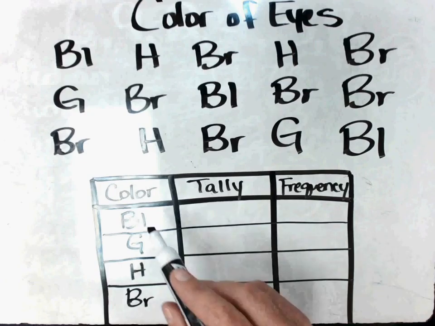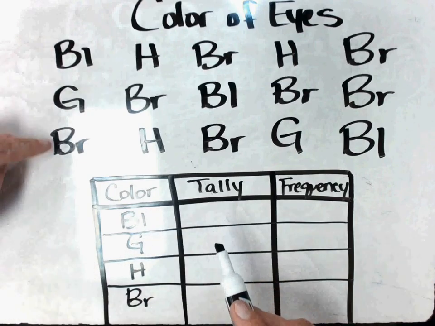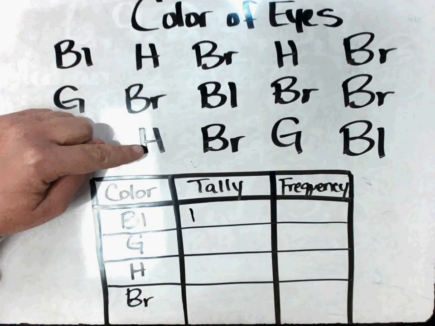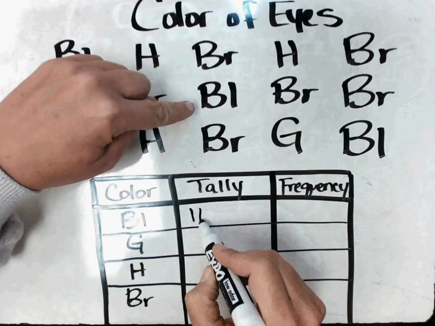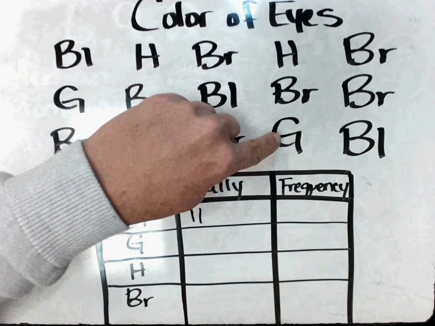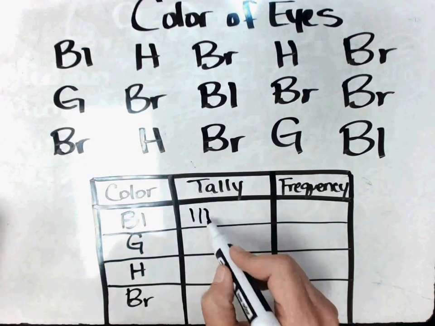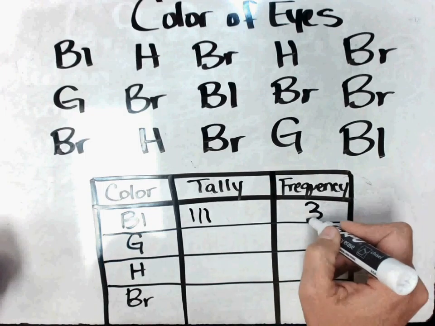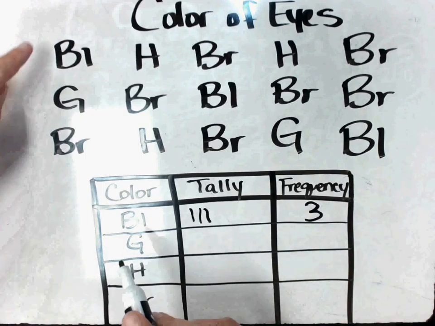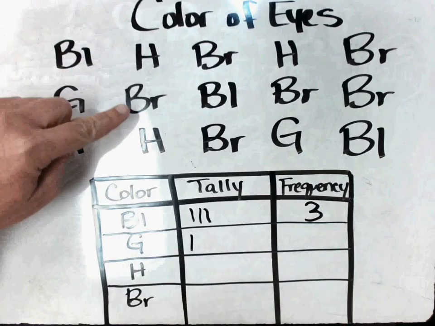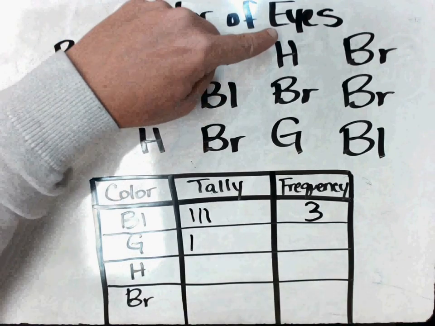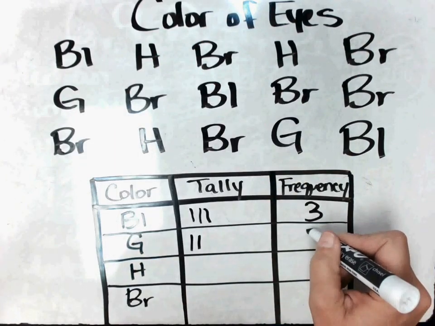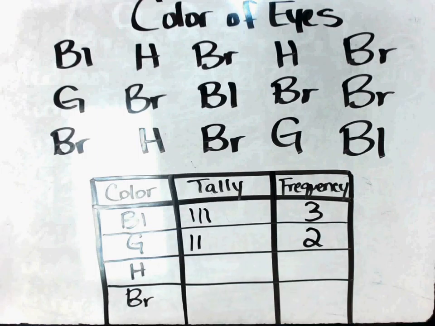So we're going to tally up how many blues were there. Well, in this first column there was 1, so I'll put 1 tally mark. In the second column there were none. In the third column there was 1, so I'll put another tally mark. In the fourth column none, and then in the fifth column there was 1. So there are 3 tally marks because I tallied up 3 blues, so the frequency was 3. Now I'll tally up my greens. In the first column I had 1, second column none, third column none, fourth column 1, and then the fifth column none. So my frequency of green eyes was 2.